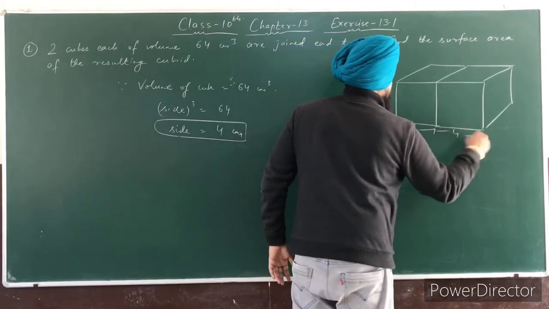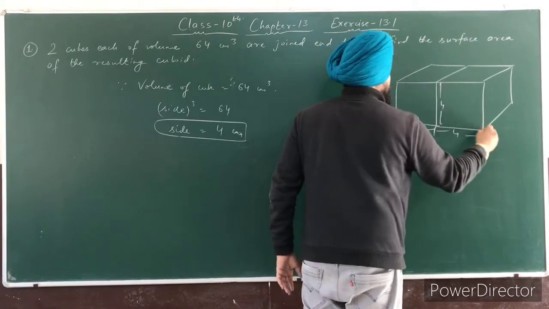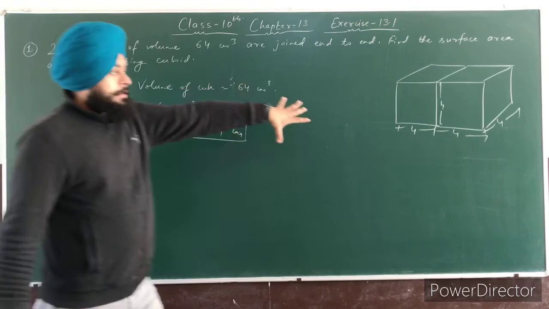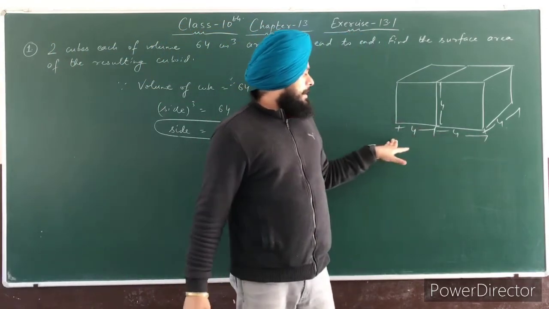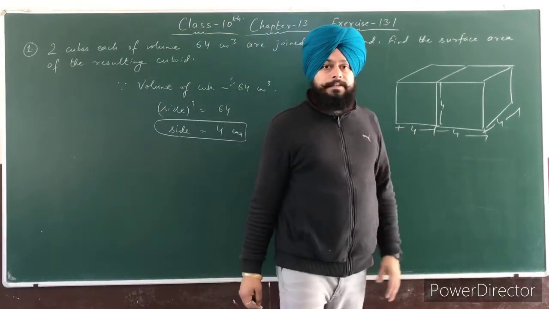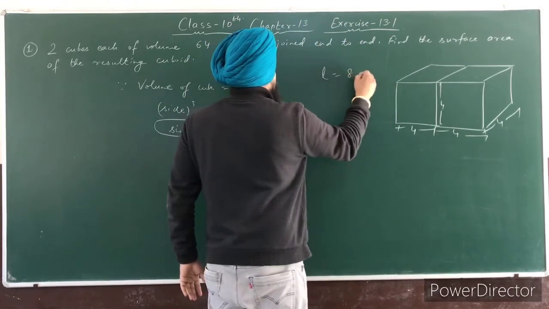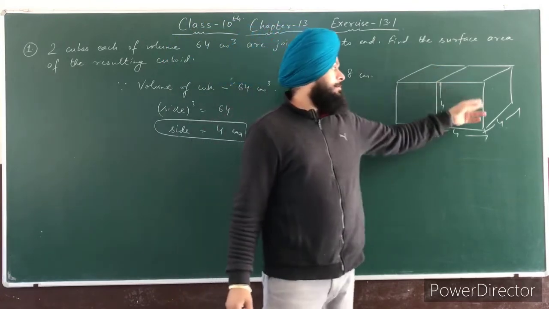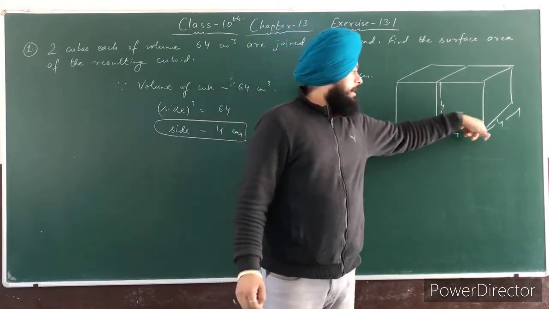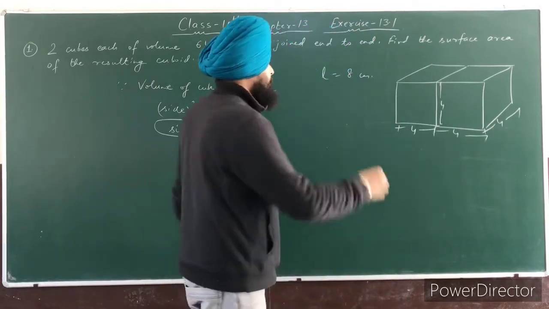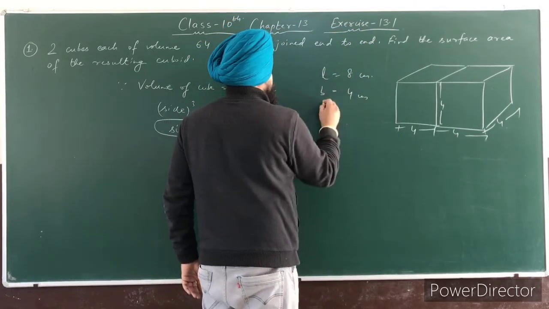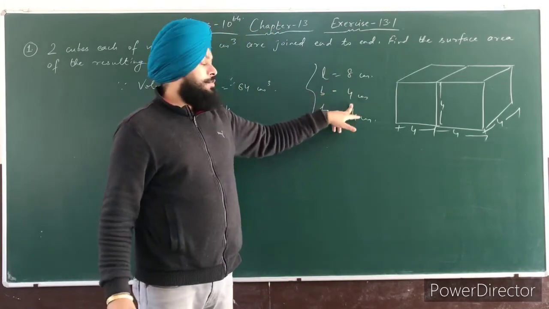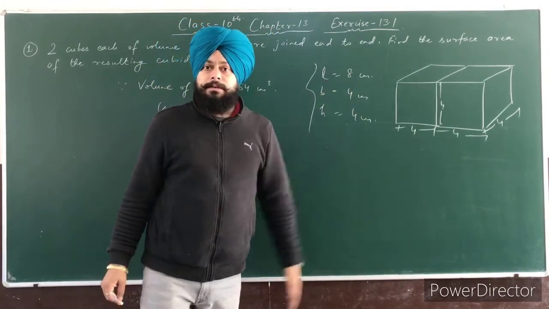This is 4, this is also 4, 4 and 4. Now, for this resulting cuboid, the length should be increased. So the resulting length is how much? 4 plus 4, 8 cm. So the length of this resulting cuboid is 8 cm. Height should be the same, that is 4 cm, and the breadth is also the same, that is 4 cm. Length is 8 cm, breadth is 4 cm, and height is 4 cm.